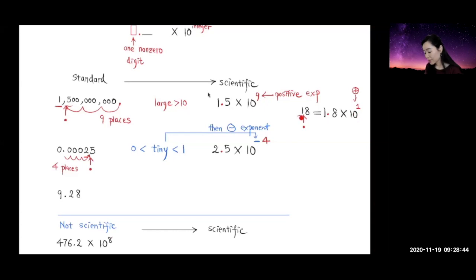So any number that is greater than 10, actually I should say also including 10, greater than or equal to 10. For example, if it's 10, then you can use 1 times 10 to the what power? First power, right? So when it's large, greater than or equal to 10, the exponent on this 10 will be positive. So positive 1, positive 2, etc.